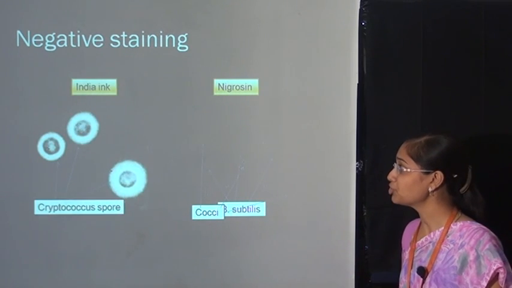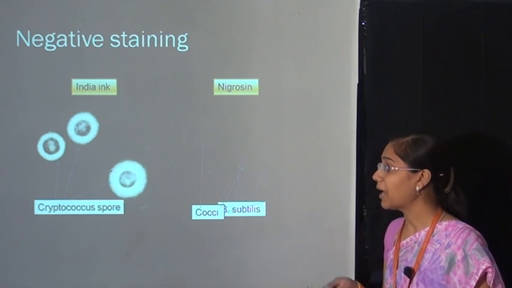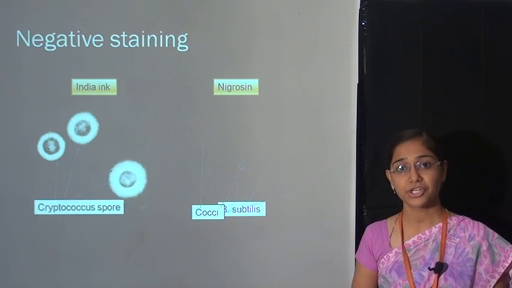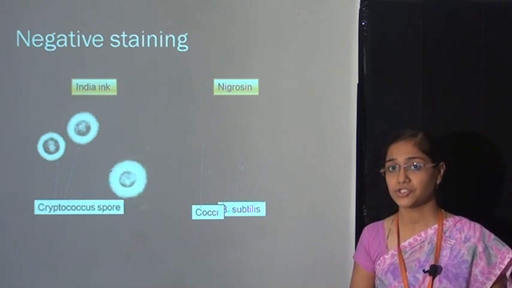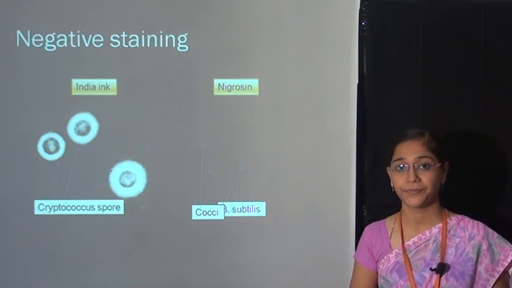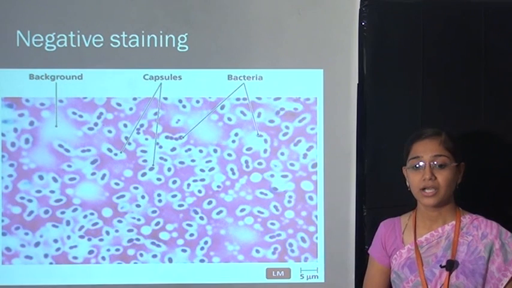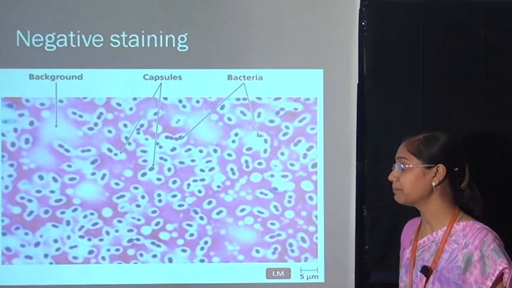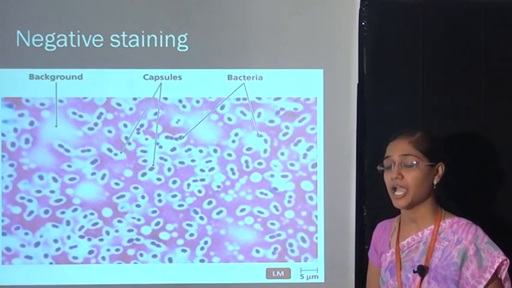This is the observation of negative staining. The bacteria are unstained and our background is stained. See in the figure. This is also an observation, but of bacteria which contain a capsule.